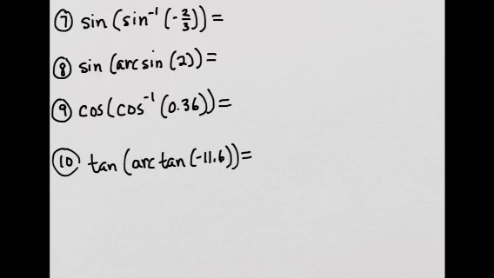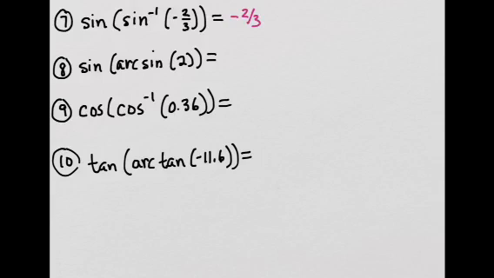Okay, so compositions like these, where they're inverses of each other, like sine, sine inverse, cosine, cosine inverse, tangent, arc tangent, or tangent inverse. As long as the number for sine and cosine is between -1 and 1 inclusive, then your answer would be that number itself. So -2/3 is between -1 and 1, so the answer is -2/3.